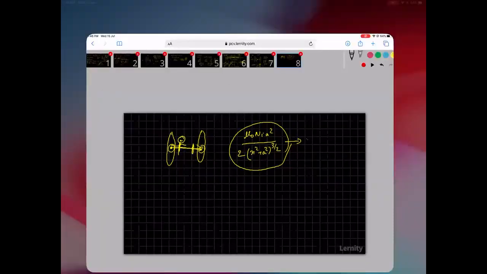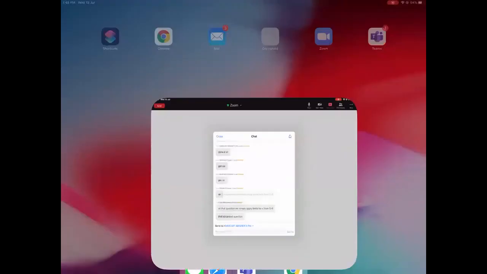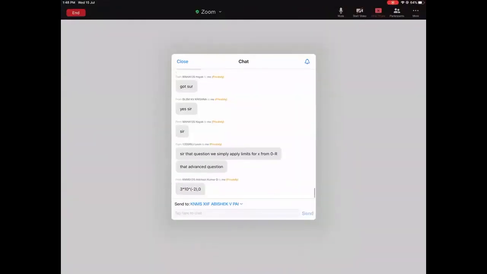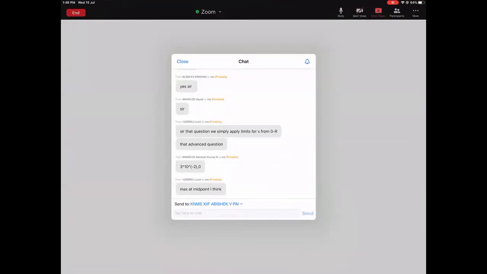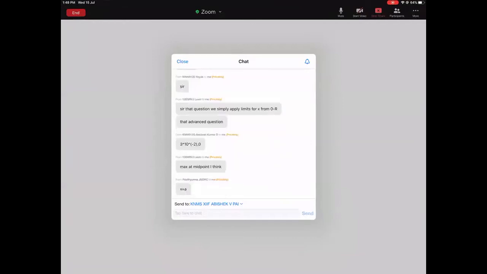Okay. So you have to think a little. No question in JEE will be such that you just get it. Yeah. Max at midpoint, I think. No. Marks come with a lot of difficulties. So you can't just think. You have to work it out and then check. Okay. So anyway, fine. My dear friends, let's start working quickly.